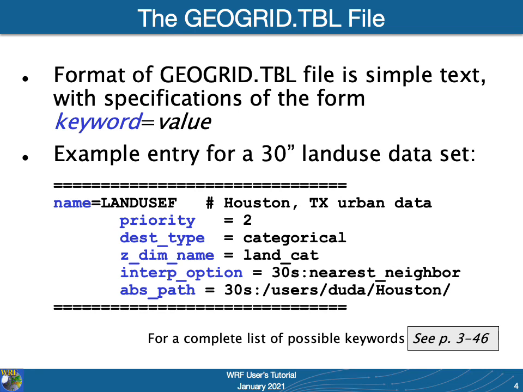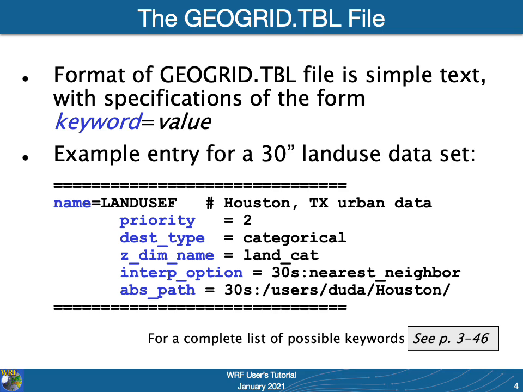If you were to open up this GEOGRID.TBL file with your favorite text editor, you'll see that it's just a simple text file. Inside this file, we have different entries that are separated by at least 5 equal signs. Within each entry, all we do is assign values to keywords. You can look in Chapter 3 of the ARW User's Guide to see a list of all possible keywords that can be specified in a GEOGRID.TBL file. But in this example entry here, we're illustrating the most important keywords.